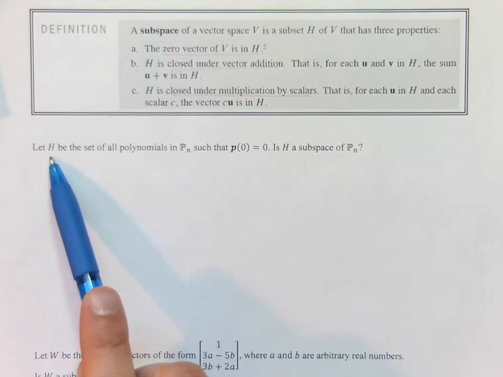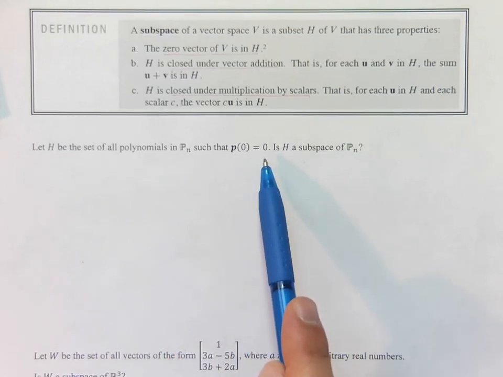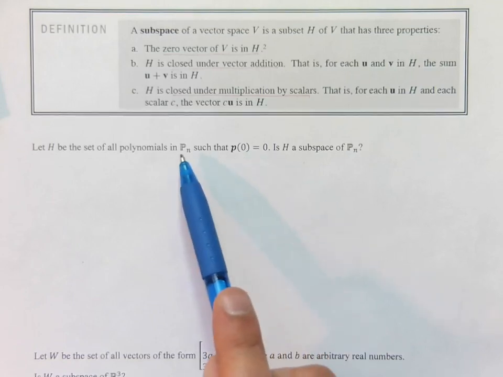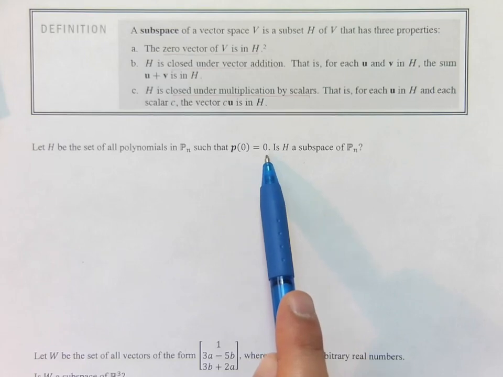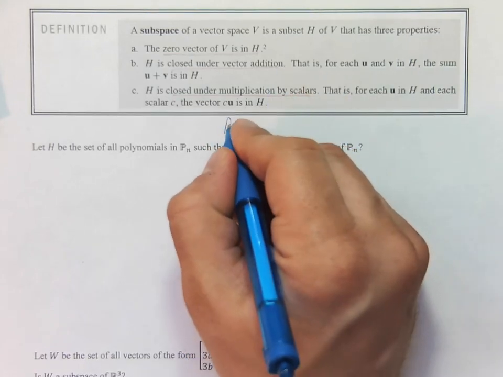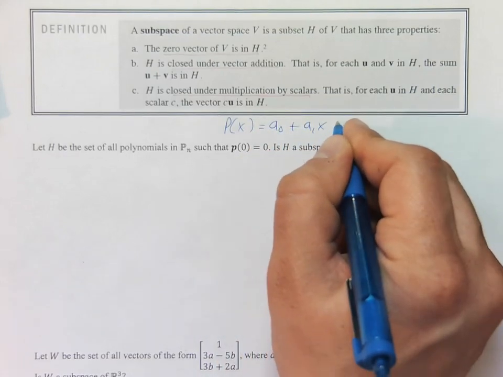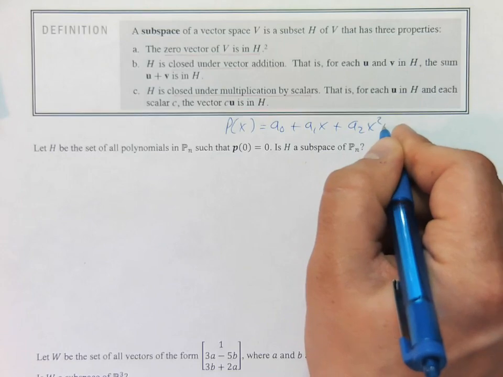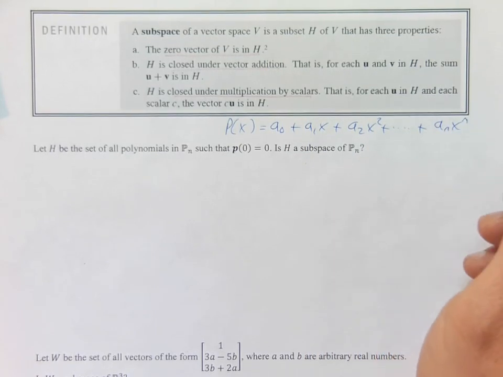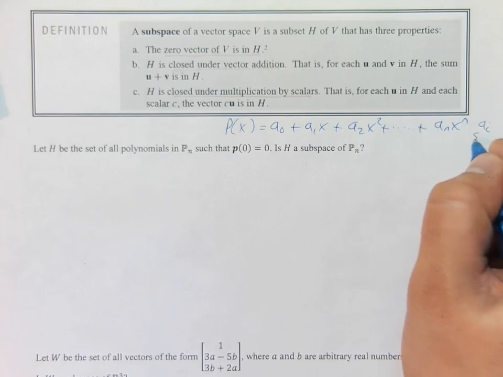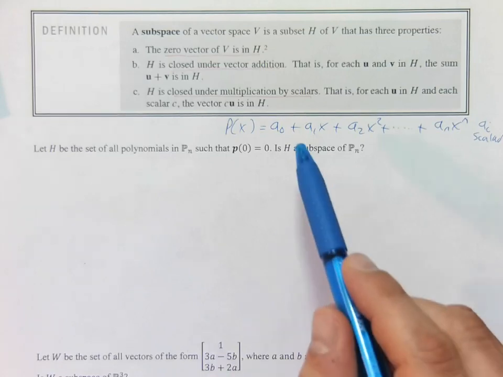So let's let H be the set of all polynomials P sub n such that P of 0 equals 0. And so this is saying every single polynomial such that when you plug 0 into the polynomial, you get 0 out. And so if this is an arbitrary, let me write down an arbitrary polynomial. So a0 plus a1x plus a2x squared plus dot dot dot anx to the n, where the a's are scalars. So that's what just a generic polynomial looks like, right?